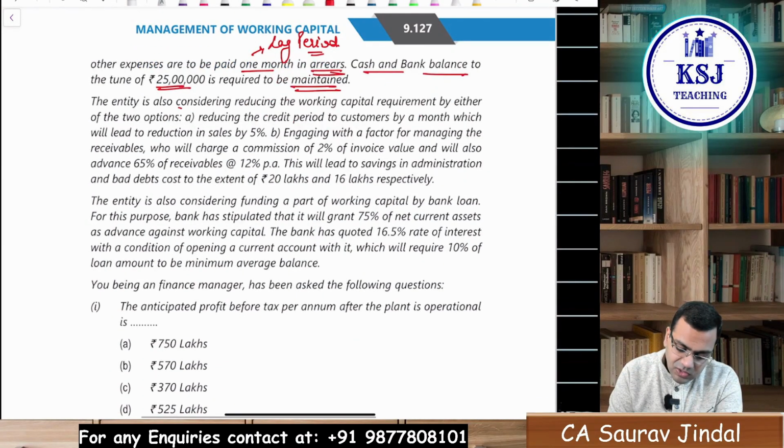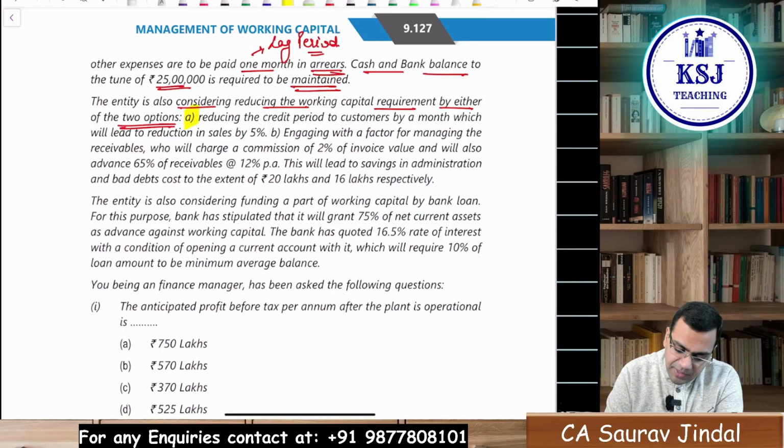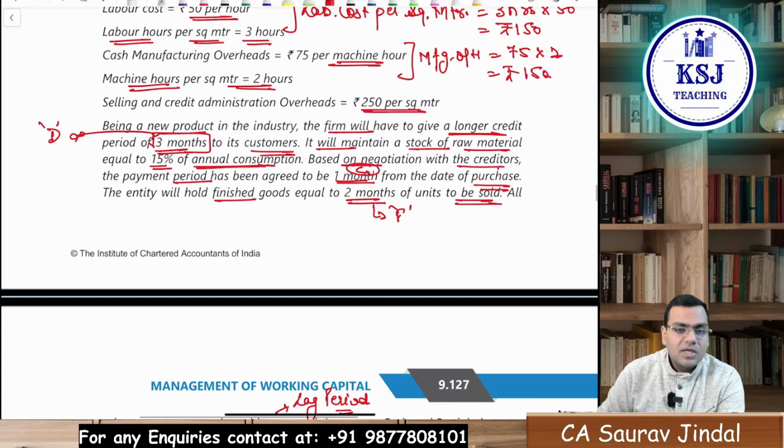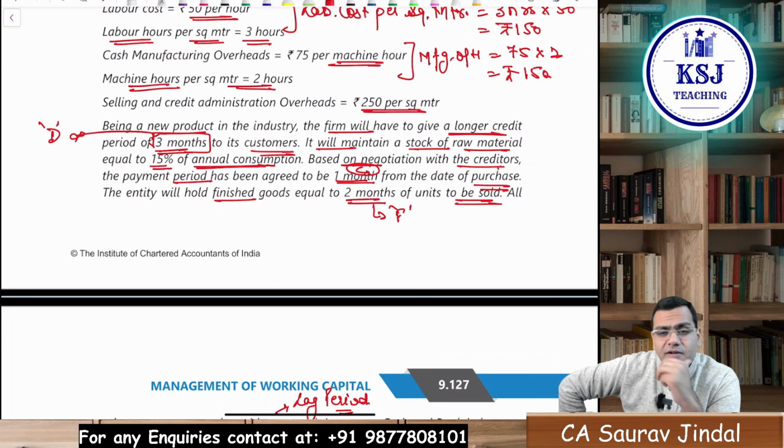The entity is also considering reducing the working capital requirement by either of two options. Now the company says we are looking at reducing the working capital requirement. How can we reduce it? One of the options they are anticipating is reducing the credit period to the customers by a month, which will lead to a reduction in the sales by 5%. Currently they are giving 3 months to their debtors. What they are planning is to reduce this period by a month, that is to 2 months. But if you reduce the credit period to 2 months, will the debtors be very happy?